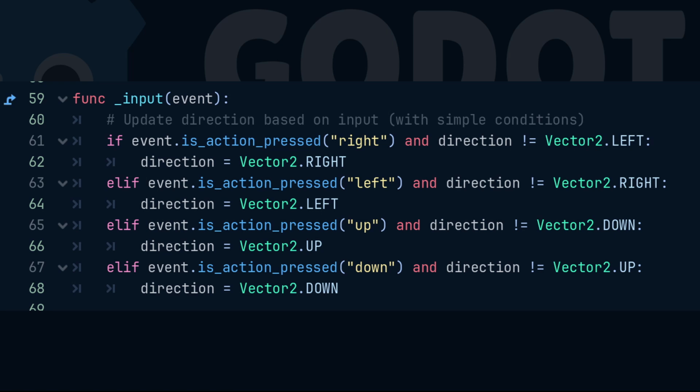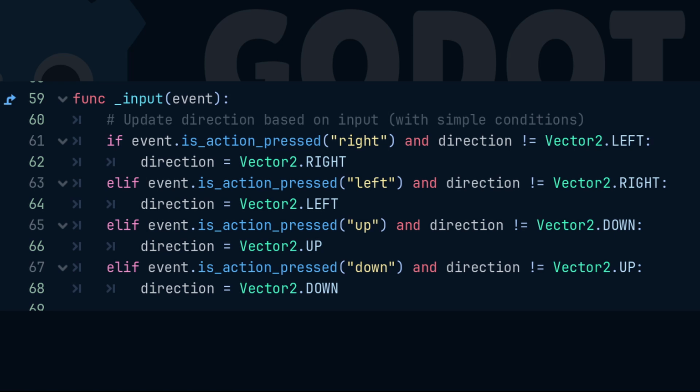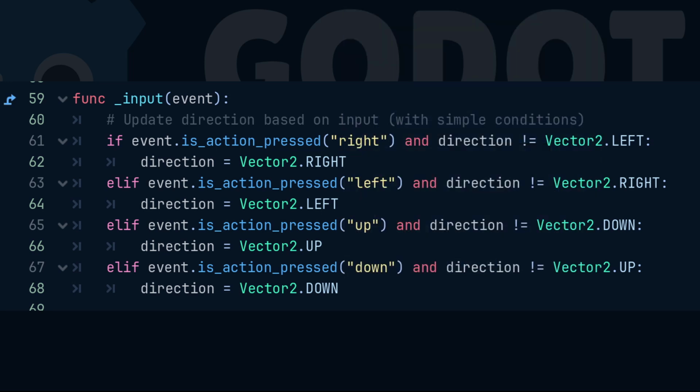Inside the input event function, we check if a specific action is pressed using event.isActionPressed and pass in the action's name. These actions, right, left, up, and down, that I predefined in the input map of the project settings, each correspond to the respective arrow keys and W, A, S, and D keys.